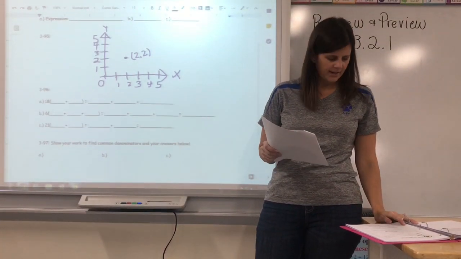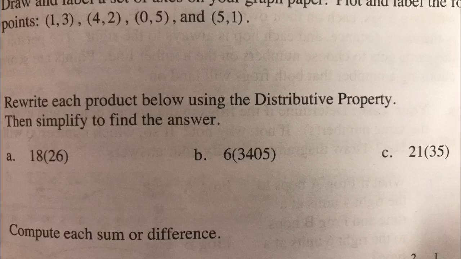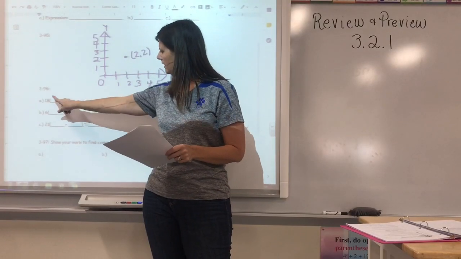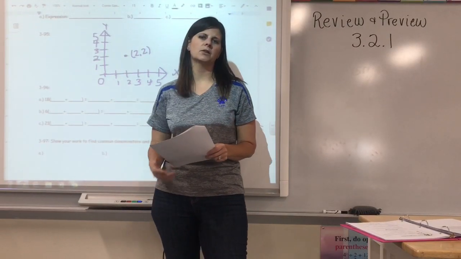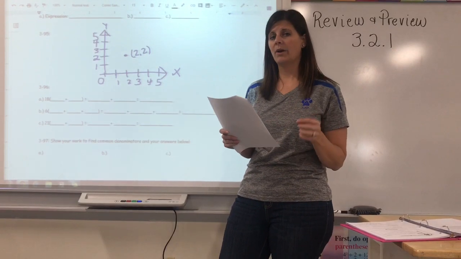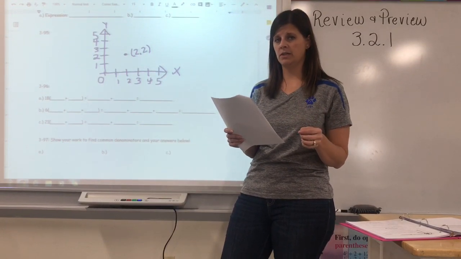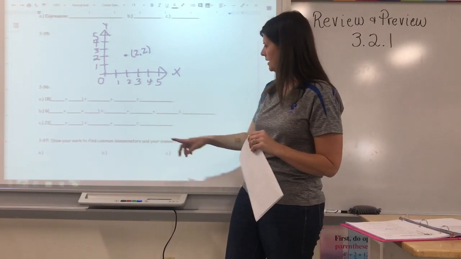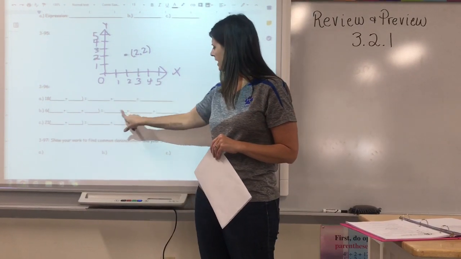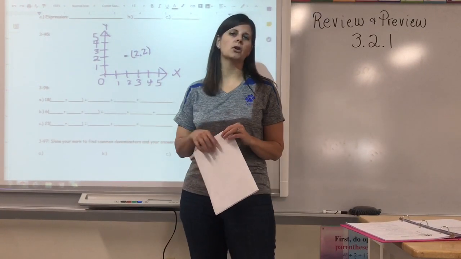For question 96, it asks me to rewrite each product below using the distributive property. So if we start off at the beginning, these spaces here inside the parentheses are where I have to decompose or break down those factors into their place values. The next spaces that we see adding together are going to be where we include our partial products.